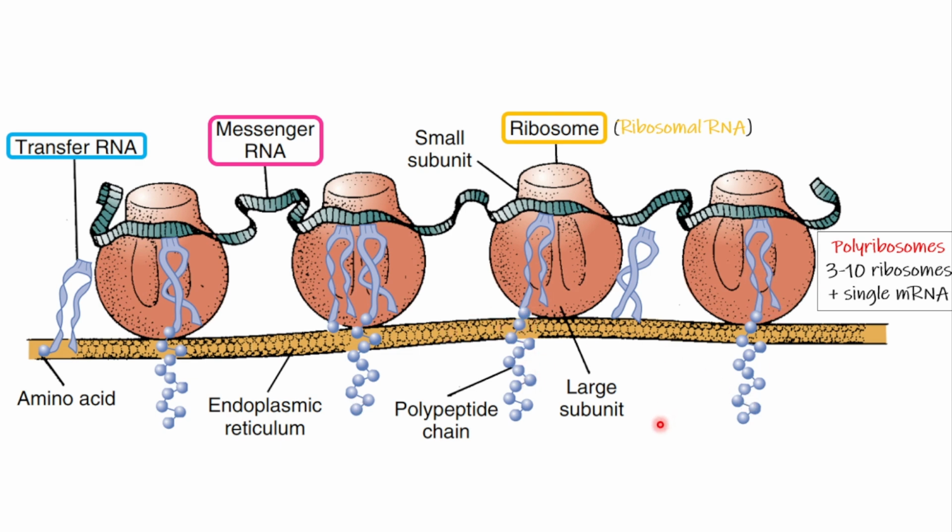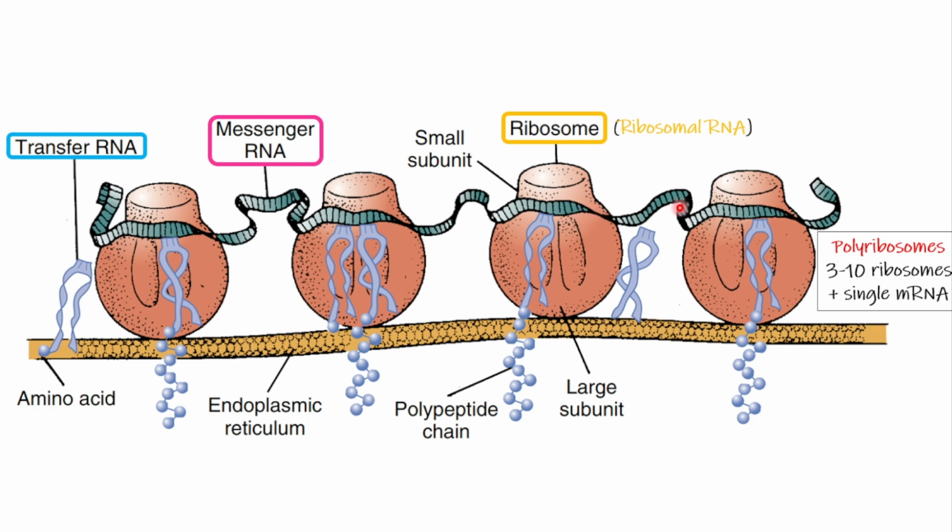So at one single time, one messenger RNA is being translated into 4 different chains of amino acids to form 4 different chains of proteins, and all of these are the same proteins. Okay, so this is the significance of the polyribosome. So polyribosome is a combination of a single strand of messenger RNA along with 3 to 10 ribosomes.